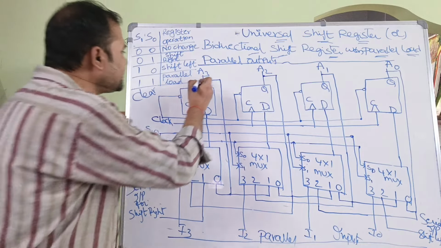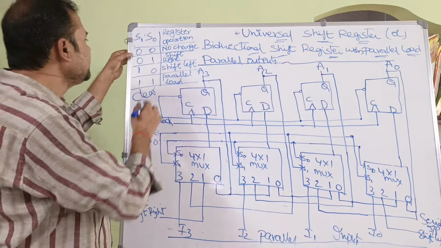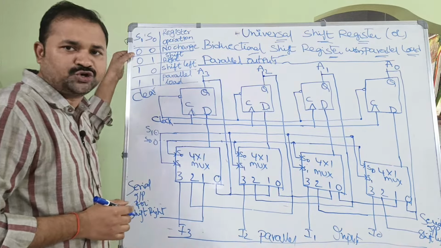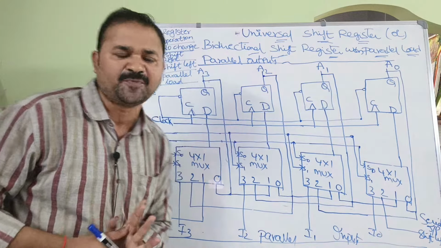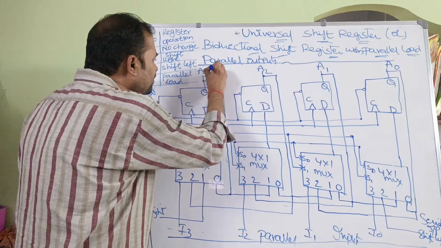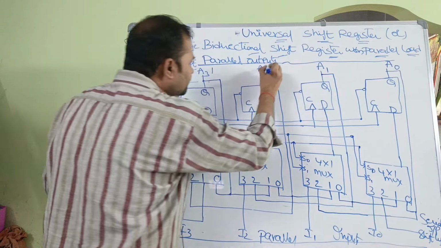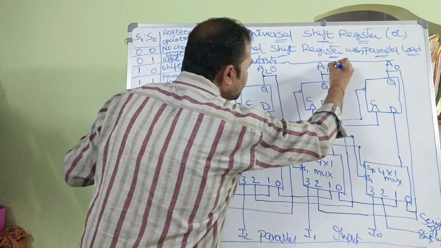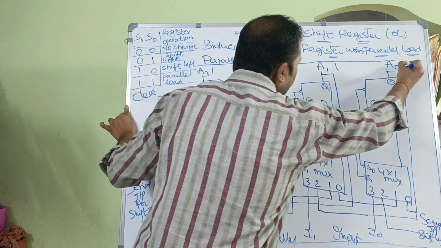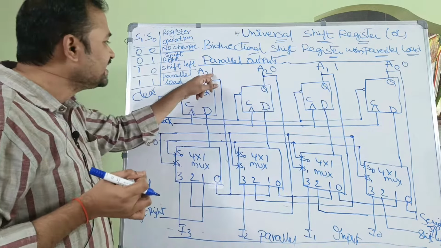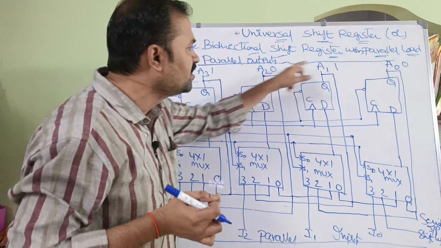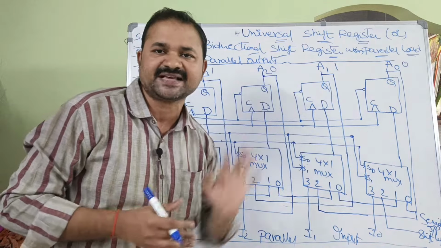So here what is happening is if the selection inputs are 0 0, then there is no change in the content of the flip-flop. Let the contents of the flip-flop be A3 value is 1, A2 value is 0, A1 value is 1, A0 value is 0. If the selection inputs are 0 0, then there is no change on 1 0 1 0. There will be as is only.